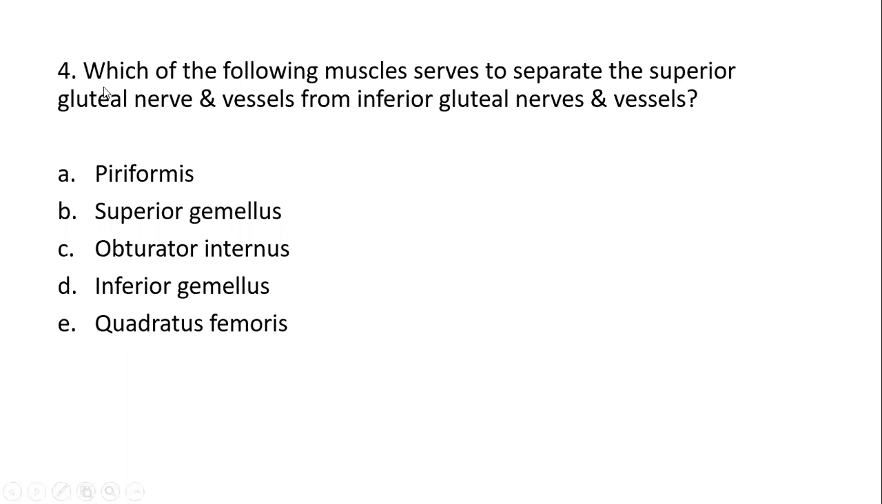It reads: which of the following muscles serves to separate the superior gluteal nerve and vessels from the inferior gluteal nerves and vessels? Now, this question is peculiar in the sense that it is basically asking you about surface landmarks related to the lower limb. So you must remember the different surface landmarks that are easily found on the body or in deeper dissection, and they act as landmarks during the deep dissection of the lower limb.